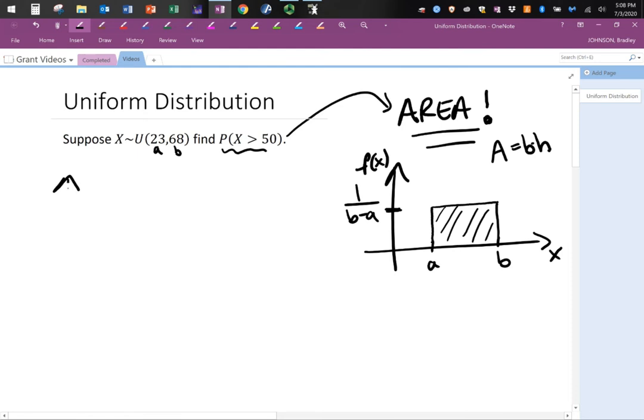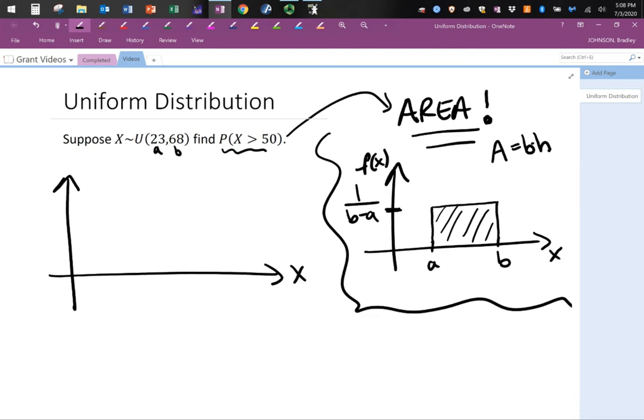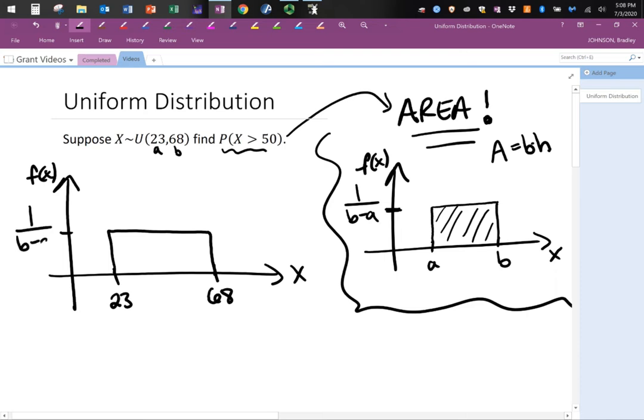So what I'm going to do is draw a new curve. Okay, so that's in general. I'm going to draw a new curve to this example. So A was 23. B is 68. So then we have a uniform distribution. So I'll draw a uniform horizontal line. And then I need to find the height here. Okay, so my f of x, my curve is represented by 1 over b minus a.